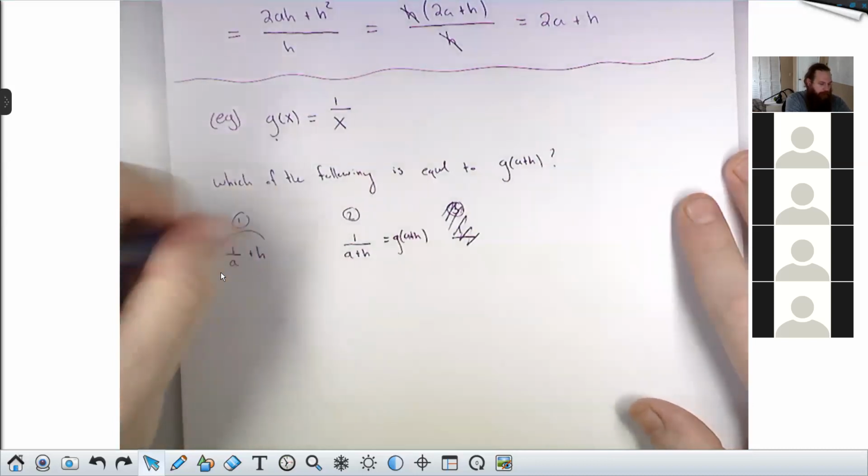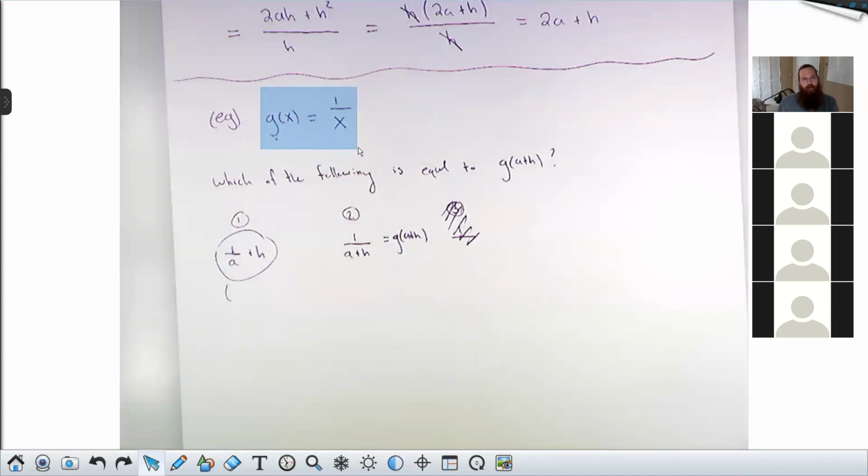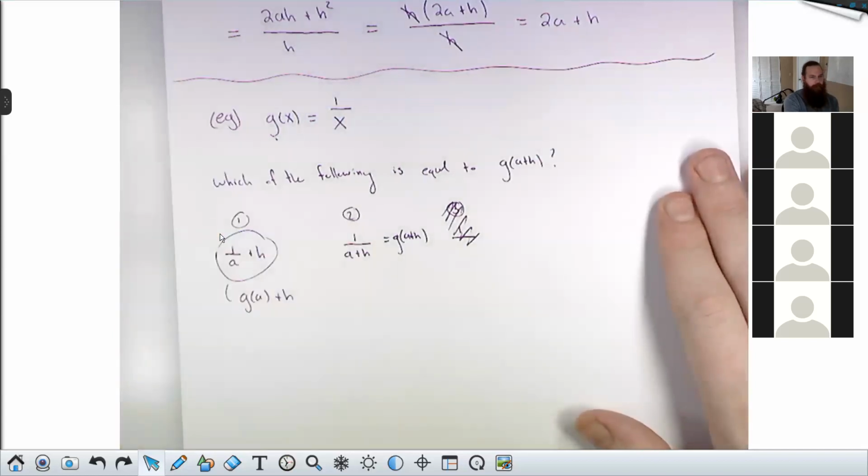So this one is g of a plus h. What is this though? Could we write that in terms of g of x? What about just this piece right here, the 1 over a? What is that in terms of the function g? Well, if I plugged in an a here, then that would mean an a goes here. Yeah, that's g of a. So this thing here is g of a plus h.